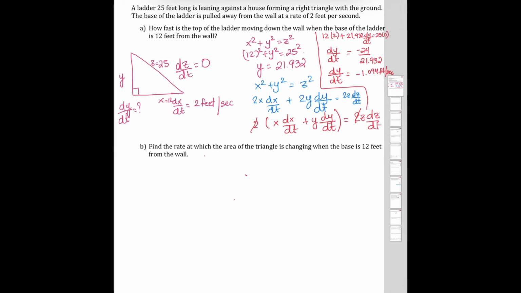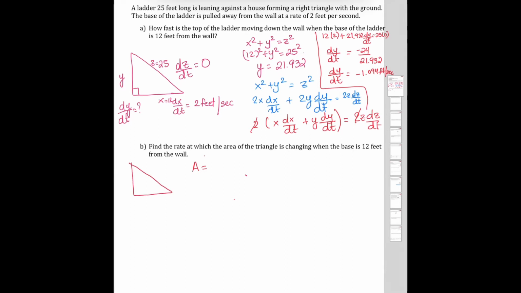Okay, so if it's a right triangle, again, just remember, we are going to be using the Pythagorean theorem. If they are one of your triples, you don't even have to show that work, but here you need it to. Now it's asking us, find the rate at which the area of a triangle is changing when the base is 12 feet from the wall. So the area of a triangle.